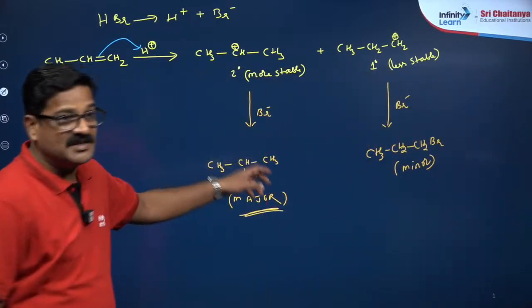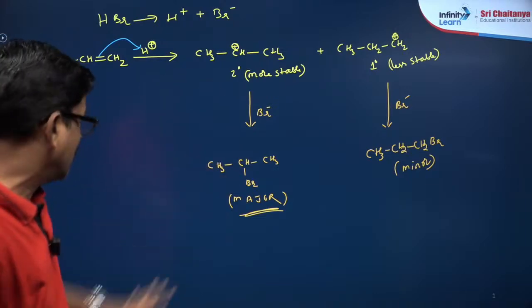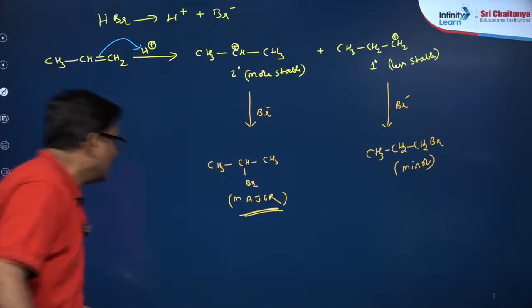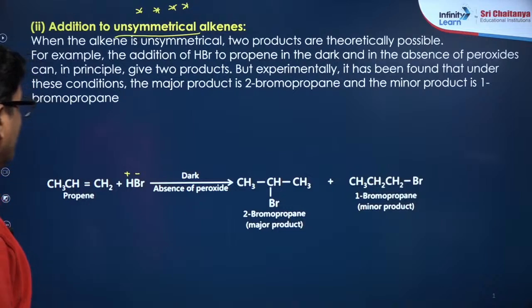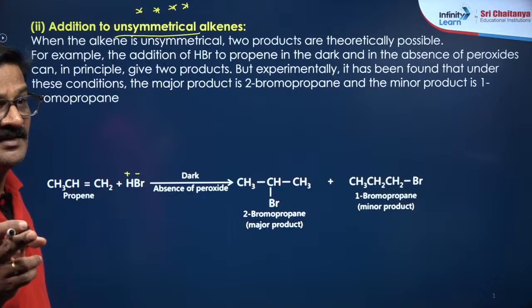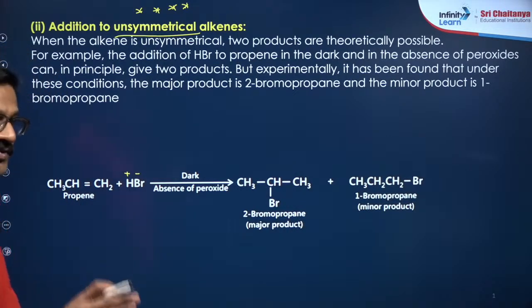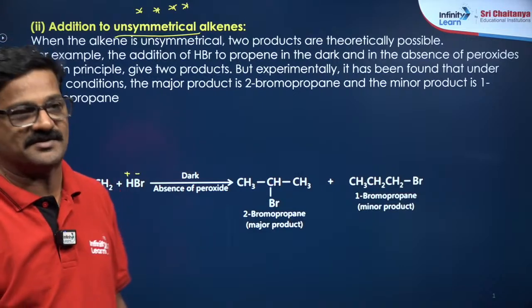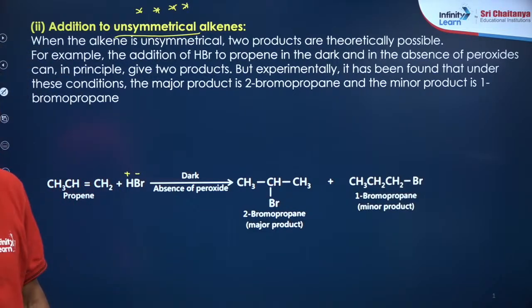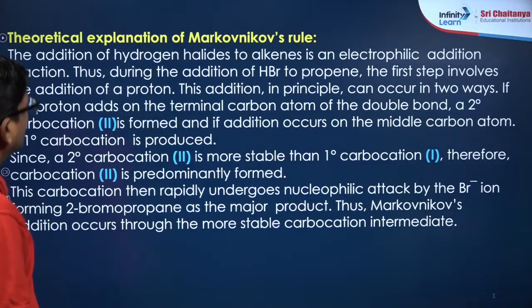So to say major and minor, there is a mechanism way of deciding. That is the reason why it is given as a major product and this is a minor product. But also you can say this: any electrophilic addition reaction is an anti-addition product, right? So let's talk about the theoretical explanation.